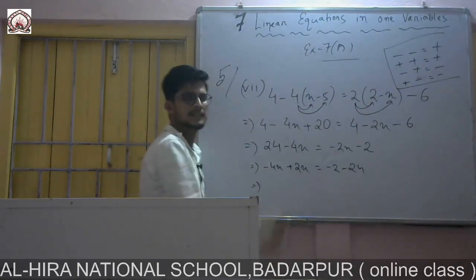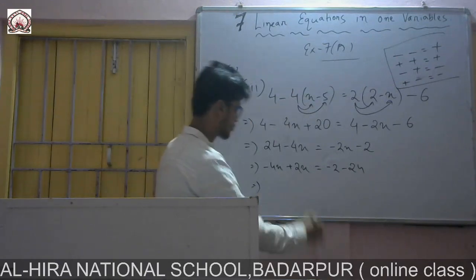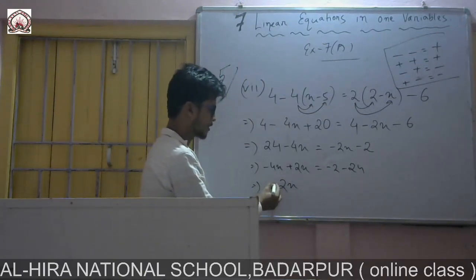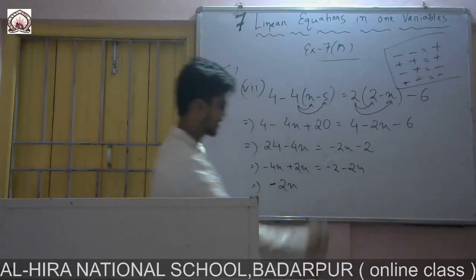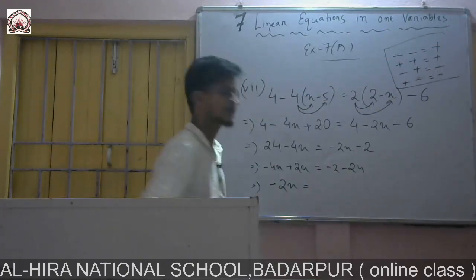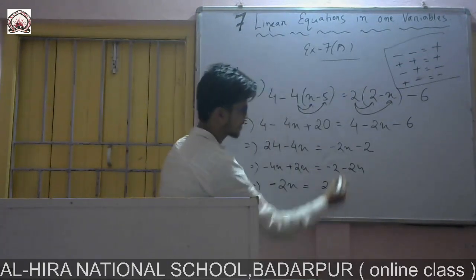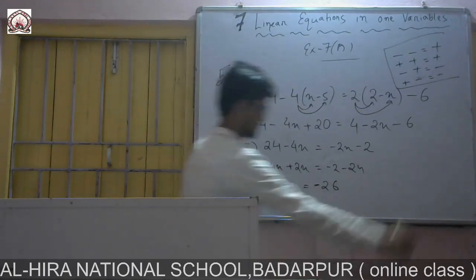So minus plus it is minus. 4 minus 2 is 2x. Okay, which one is greater here? 4. So I will put minus sign, equals to minus, minus it is plus. 24 plus 2 is 26. Sign will be minus.